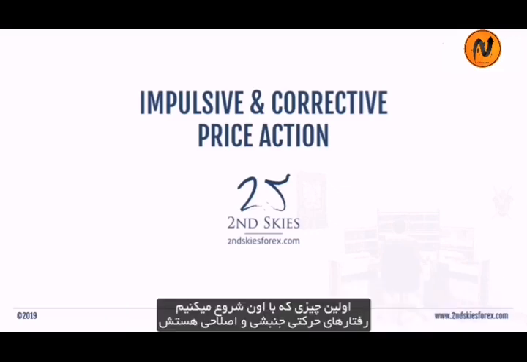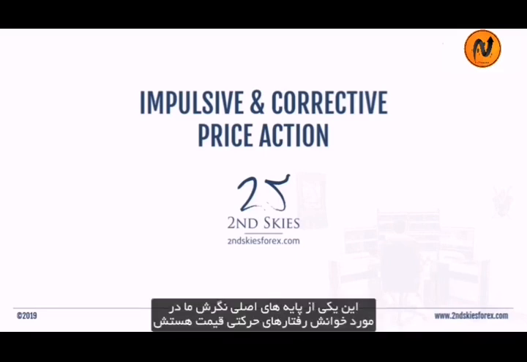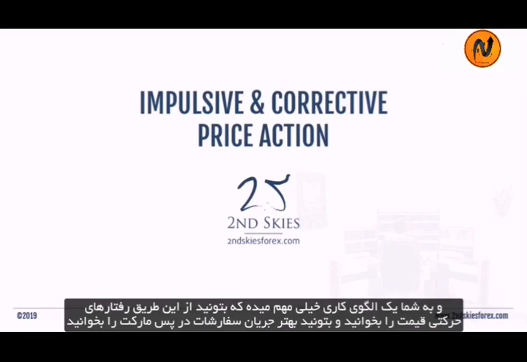The first thing we're going to start off with here is impulsive and corrective price action. This is a key pillar to this pyramid approach we take to reading price action, which starts from the ground up and gives you a really important model so that you can start to look at price action in a different way, to where you're naturally starting to glean and understand the order flow behind the market.